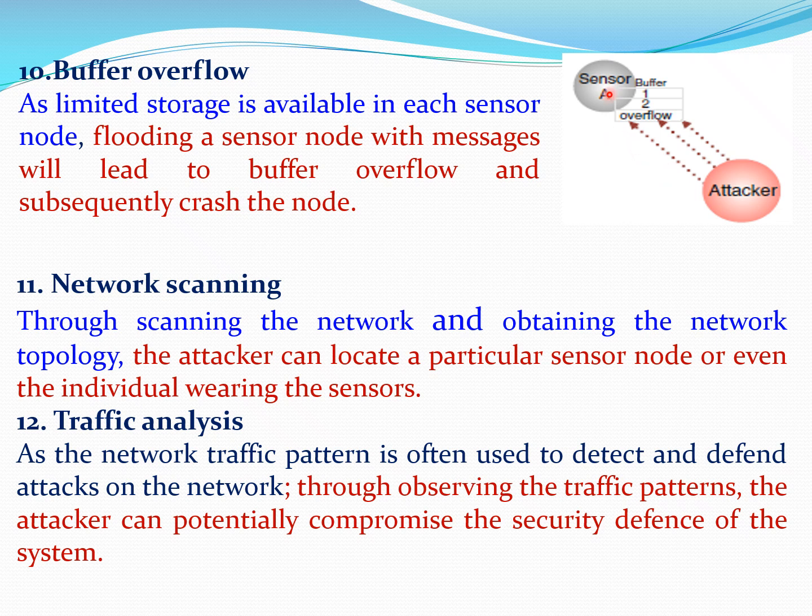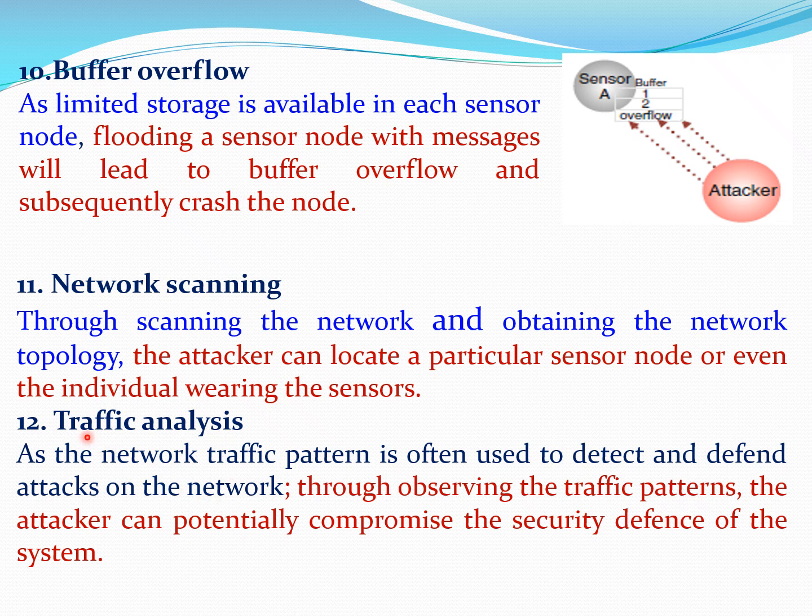Here you have a sensor node A and the attacker will be sending messages so that it will crash the node. Next one is network scanning. Through scanning the network and obtaining the network topology, the attacker can locate a particular sensor node or even the individual wearing the sensors. So this attack is called network scanning.